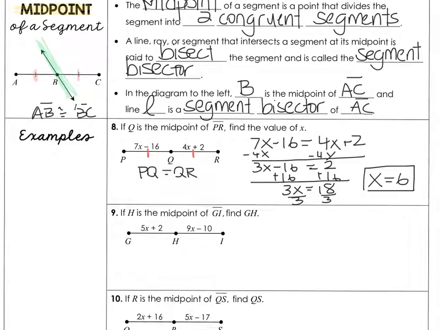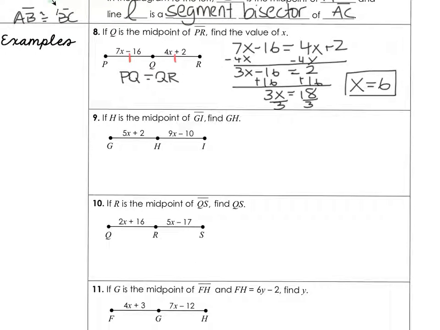Okay, so let's look at the next one. This time I'm trying to find a length. So again, H is the midpoint, so I know these two are congruent. When I'm told it's a midpoint, they're congruent. So I know that GH equals HI. So 5x plus 2 equals 9x minus 10.